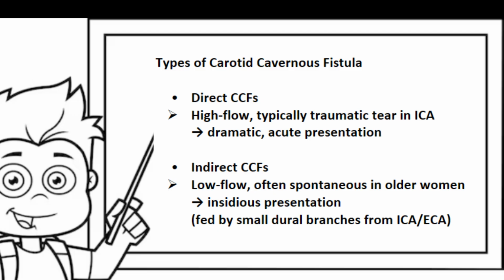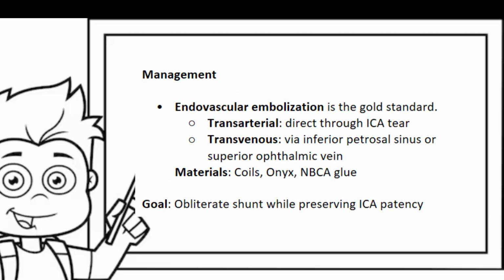There are two types of carotid-cavernous fistulas, and they include the direct and indirect types. The direct types are high flow, typically traumatic as a result of a tear in the internal carotid artery. They are dramatic and have an acute presentation. The indirect types, on the other hand, are low flow, often spontaneous in older women, and insidious in presentation. In fact, the indirect types are fed by small dural branches from the internal carotid artery or the external carotid artery. How do we manage?